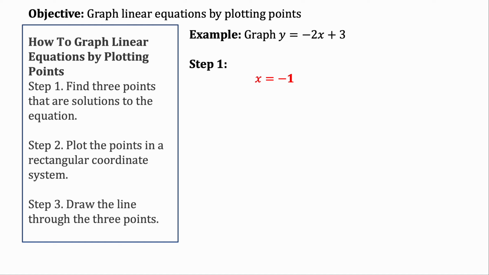So first, let's plug in -1. So if you plug in -1, remember order of operations, we're going to do -2 times -1 plus 3. That's going to be 2 plus 3, or 5. So that is the point -1, 5.